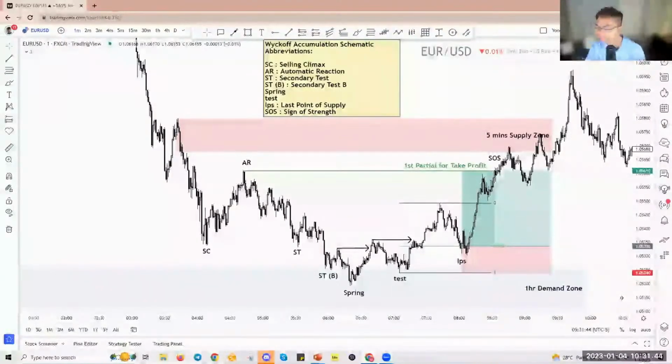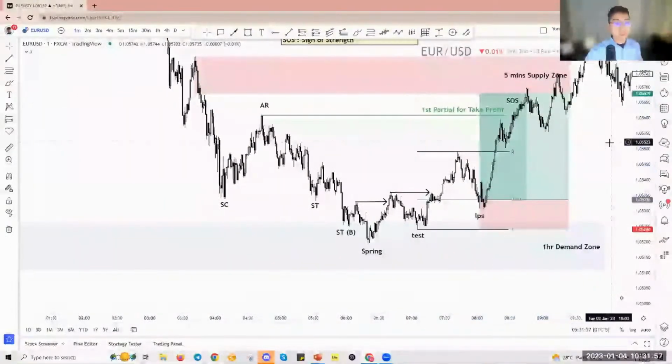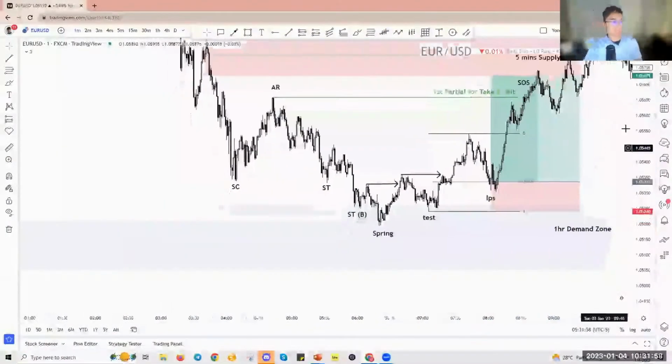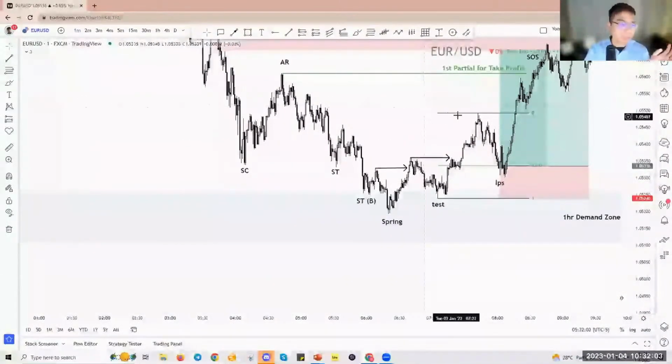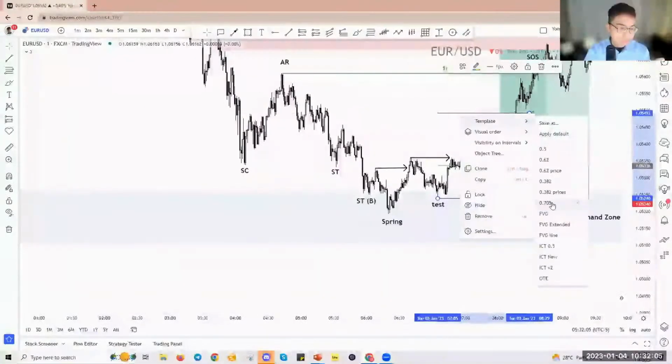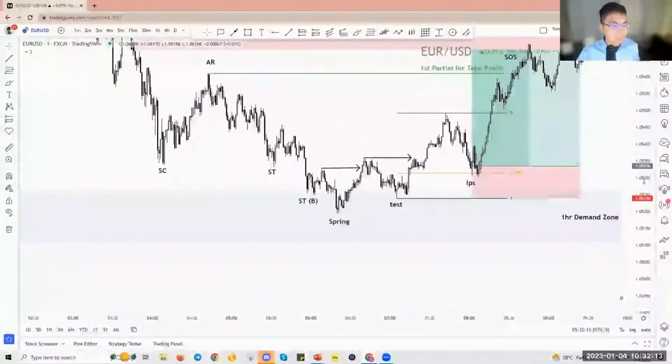So Promise Gritima, she asked whether the entry points can be refined to improve the risk to reward. So definitely. This might get a bit complicated. There's one more area that I like to use, which is the 70.5% Fibonacci line. So I like to use imbalance.